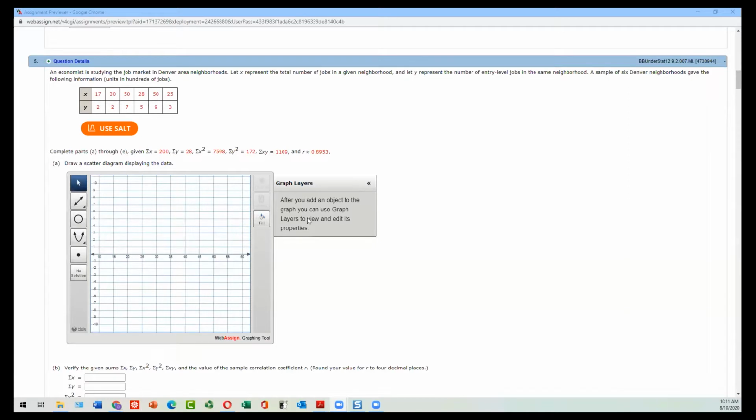Correct. So, an economist is studying the job market in the Denver area neighborhood. Let X represent the total number of jobs in a given neighborhood, and let Y represent the number of entry-level jobs in that same neighborhood.